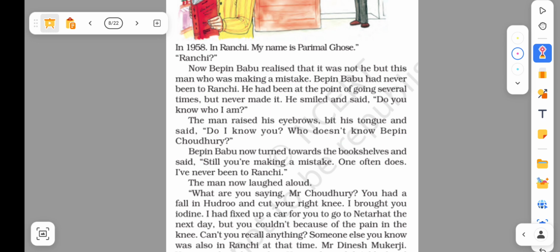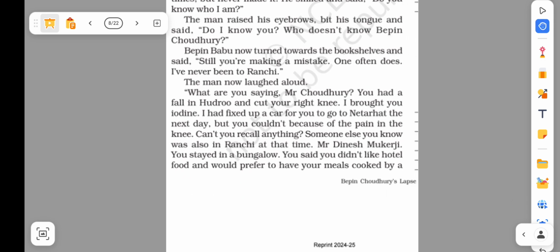So this was the reaction of Parimal Ghosh. Now Bipin Babu turned towards the bookshelf and said, "Still you are making a mistake. One often does. I have never been to Ranchi." Again, Bipin Babu stuck to his words that he has never been to Ranchi. According to him, Parimal Da was making a mistake.